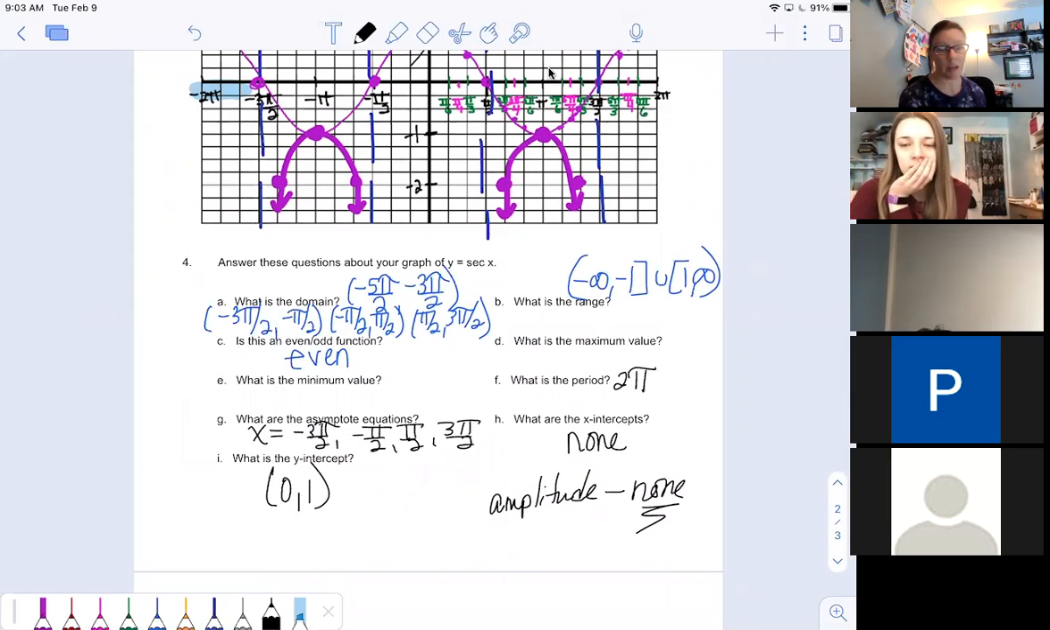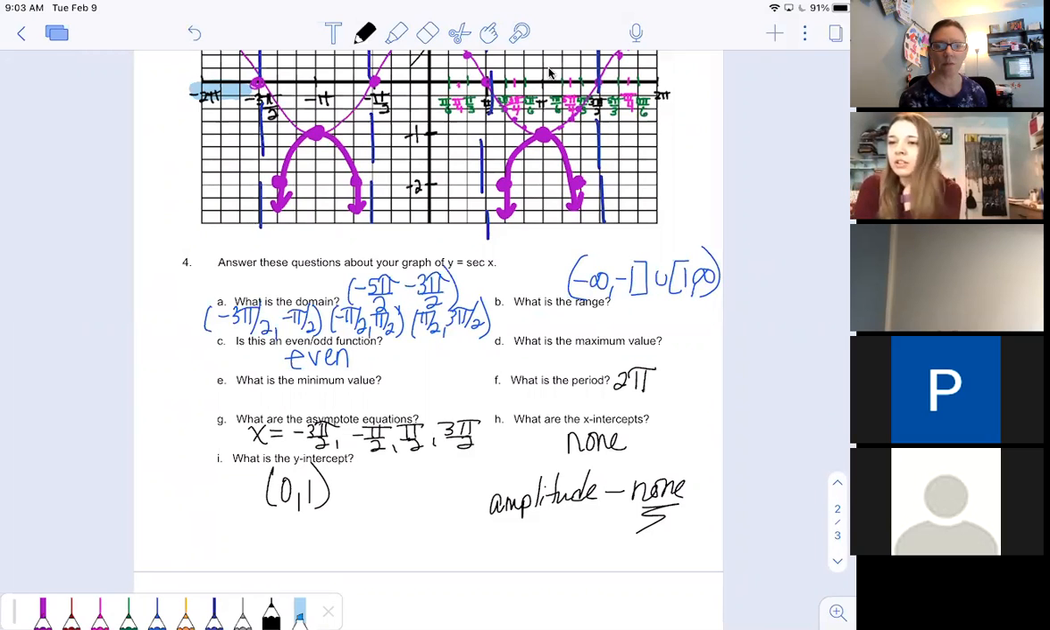So sine and cosine have an amplitude because they have a true max. They have that top of the curve or the bottom of the curve, but it's not going beyond those values. That's why they have an amplitude. But the secant and cosecant graphs do not because they stretch to infinity. Does anyone have questions on that?